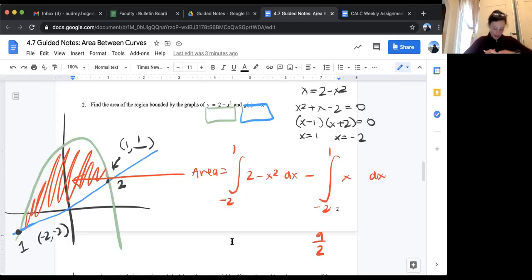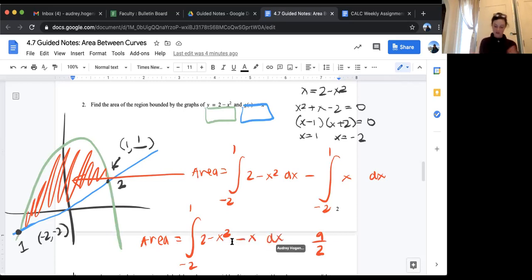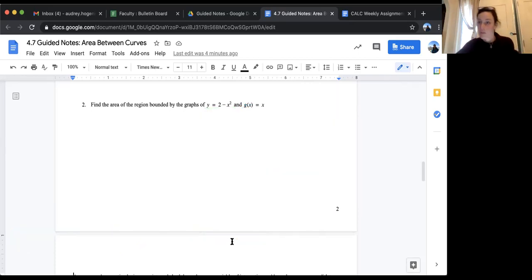So if we go back to this previous example that we just did, we could rewrite the area as the integral from -2 to 1 of 2 minus x squared, which is our top function, minus our bottom function, which is x, dx. And if you evaluate that, you should also get 9/2. So same answer, you can consolidate the area between two curves and make it nice and easy for yourself in one single integral. So it's kind of like 2 for the price of 1 or something.